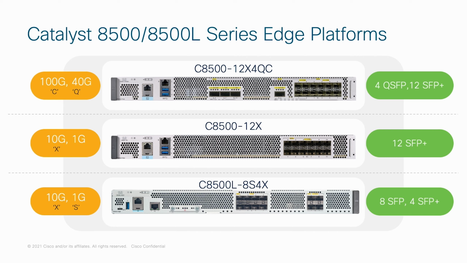These SFP plus ports can also operate in 1GB mode with the help of 1GB transceivers used in that particular port. On the lower end, we do have the 8500L platform, which is the C8500L 8S4X SKU at the bottom, which offers 8 SFP interfaces for 1GB capacity and 4 SFP plus interfaces.